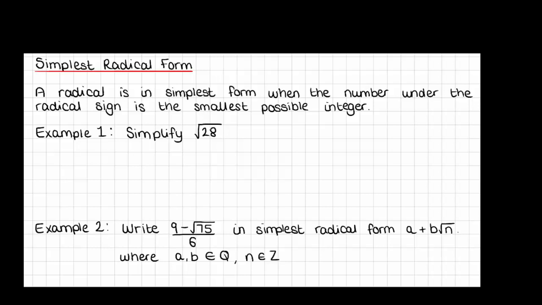The reason we do that is so we only have to do the process once. If we find a smaller square number, then we may have to repeat the process multiple times. And I'll show you an example of that in a second.